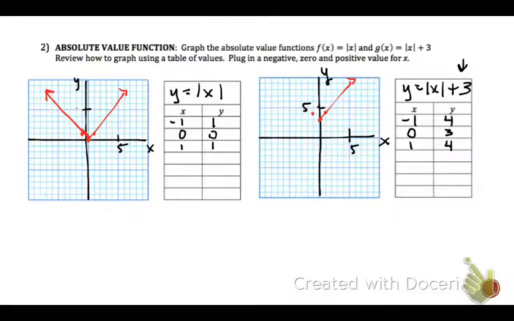Now as you draw this, you can tell that this V-shaped graph has not changed shape or size, it has simply shifted up. So that's how we graph absolute value functions.